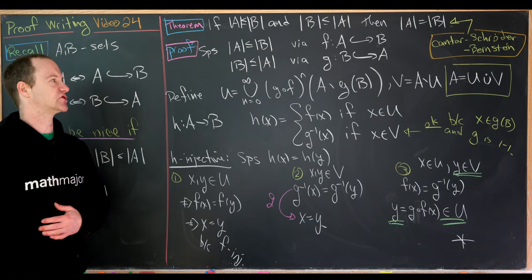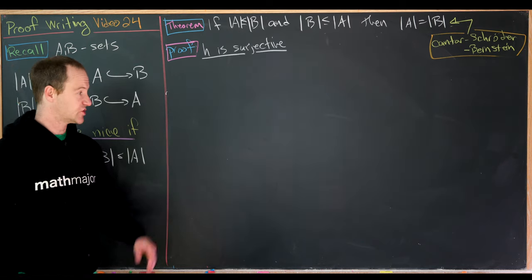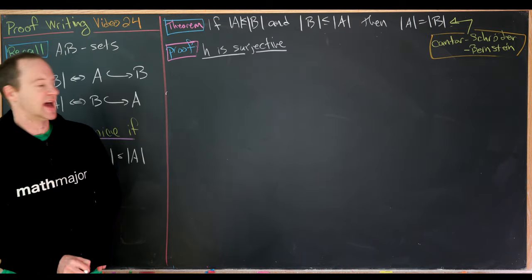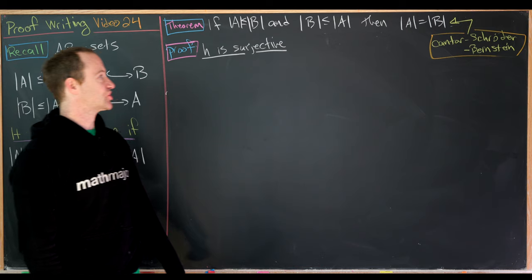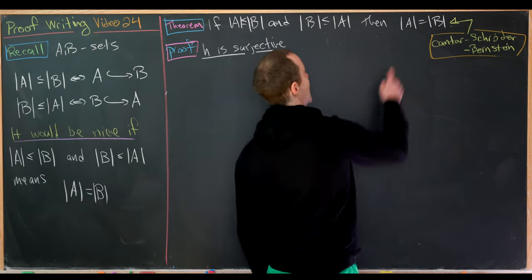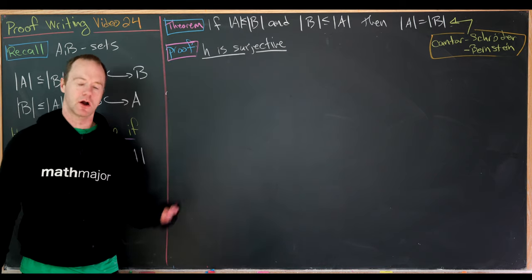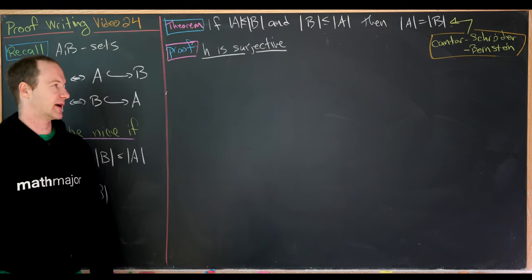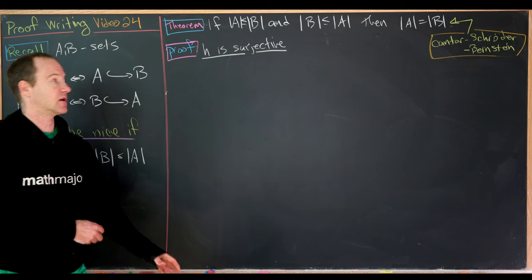Now let's move on to the surjectivity proof. We just finished showing that H is 1-to-1. In other words, H is injective. Now we'll show it's surjective. But then we'll have a bijection from A to B, which means the cardinality of A will be equal to the cardinality of B, finishing everything off.